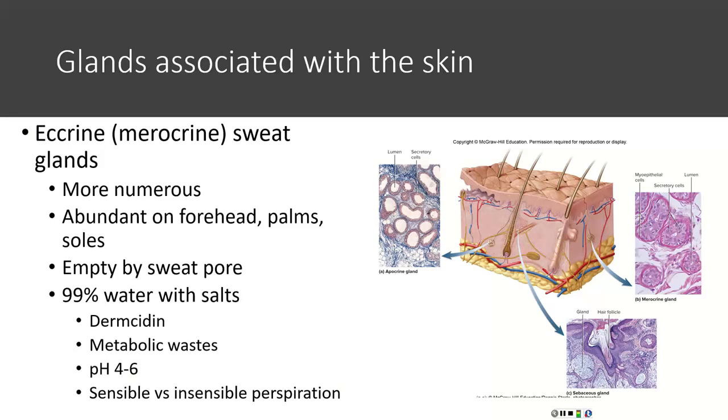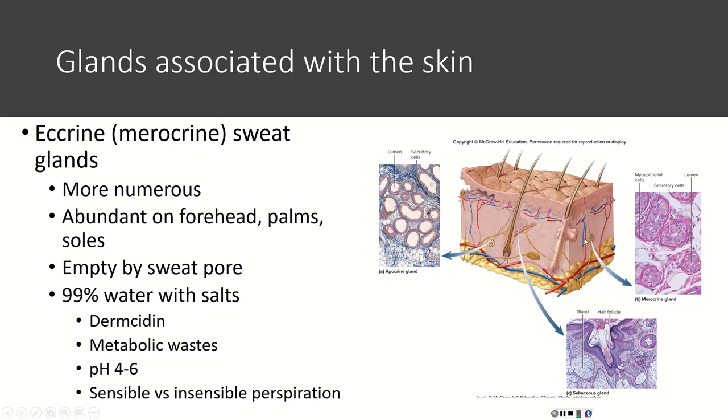Now let's talk about glands that are associated with the skin. We have eccrine glands, also called merocrine glands. These are sweat glands. They are the most numerous type of sweat glands. They're really abundant on the forehead, the palms of the hand, the soles of the feet, and most of them empty through a sweat pore.